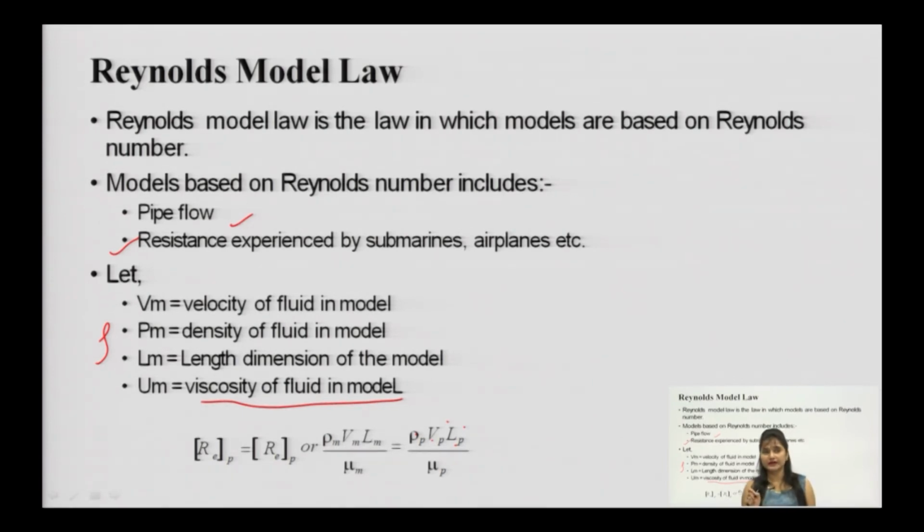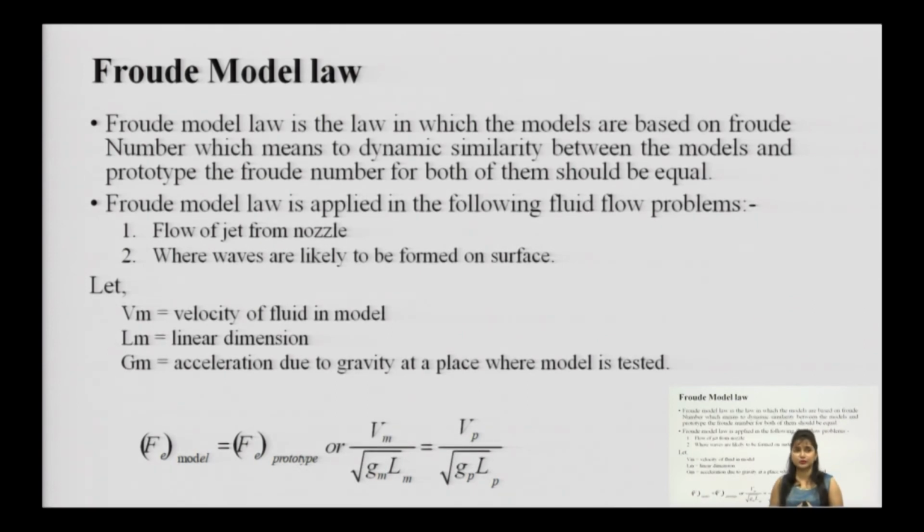If they are equal, they are following Reynolds model law. If you have manufactured any model based on the Reynolds model law, then it is very clear that the Reynolds value for the model and the Reynolds value for the prototype will be the same. Reynolds model law means dynamic similarity between the model and the prototype, so the Reynolds number for both of them should be equal. So, here we will be doing Reynolds number for model and Reynolds number for prototype.